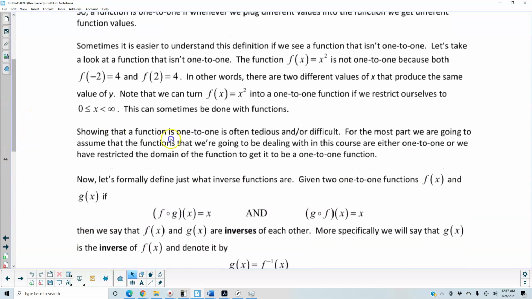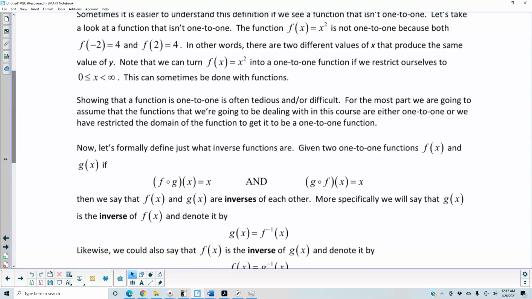Now, showing that a function is one-to-one is often tedious and/or difficult. For the most part, we are going to assume that the functions that we're dealing with in this course are either one-to-one or we have restricted the domain of the function to get it to be a one-to-one function. Now, let's formally define just what inverse functions are.